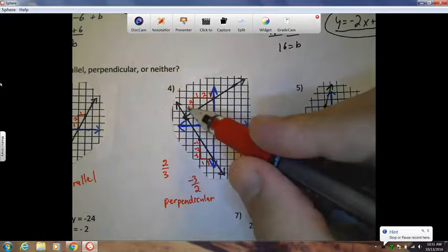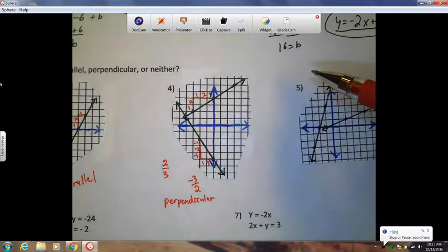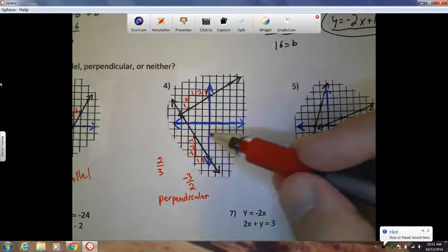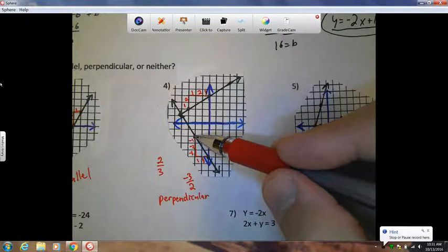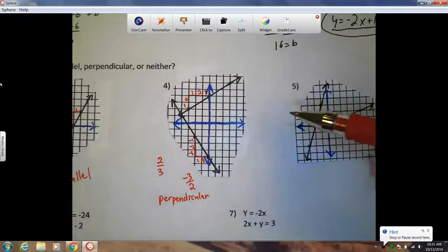And again, don't guess. Check the slope. You can always count it. Start with the point on the left. Work to the right. If you go down, it's a negative. If you go up, it's a positive. Let's look at number 5.